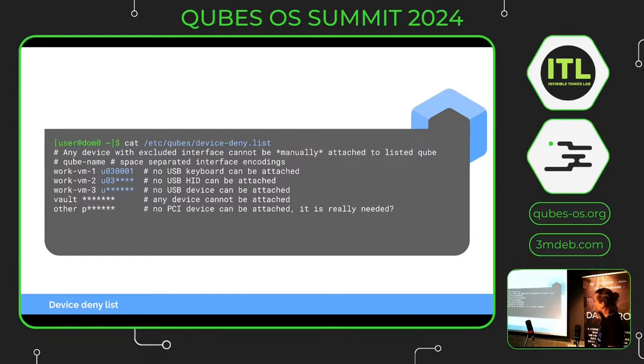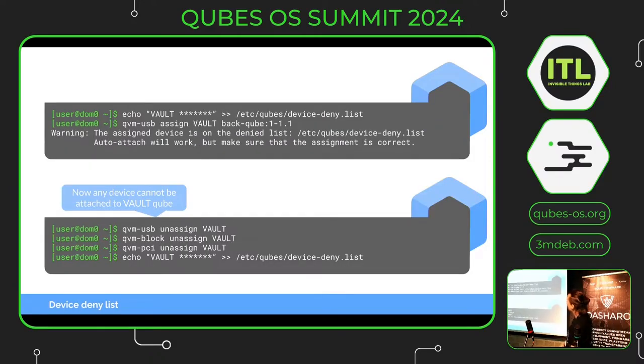Okay, and what is important here, this only applies to manual attaching. So if I run something like qvm-usb attach, and this device has one of these interfaces, this attach will be stopped, but the assignments will work as always. So if there is an assignment of a device which is a keyboard to VM1, it's still working, but only automatically. I cannot do this manually. And moreover, if I create an assignment for such devices when in the device list there is already a rule against that, I get a warning that I should double check if this is really what I want.